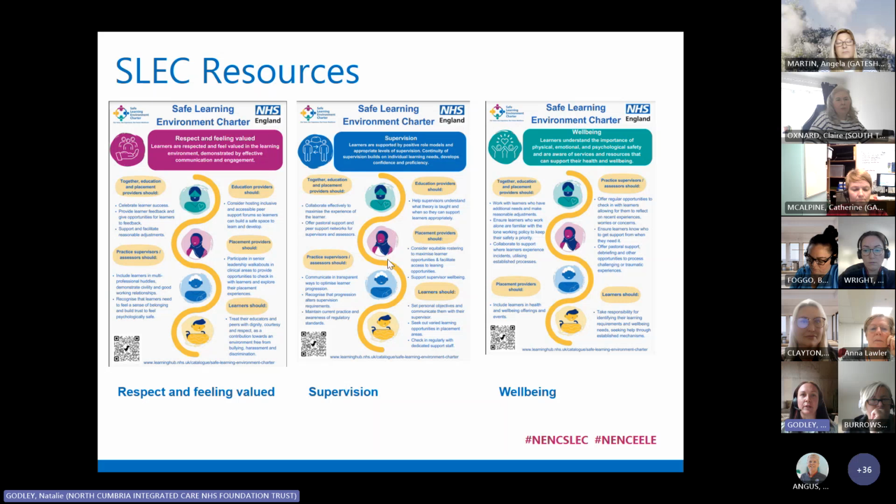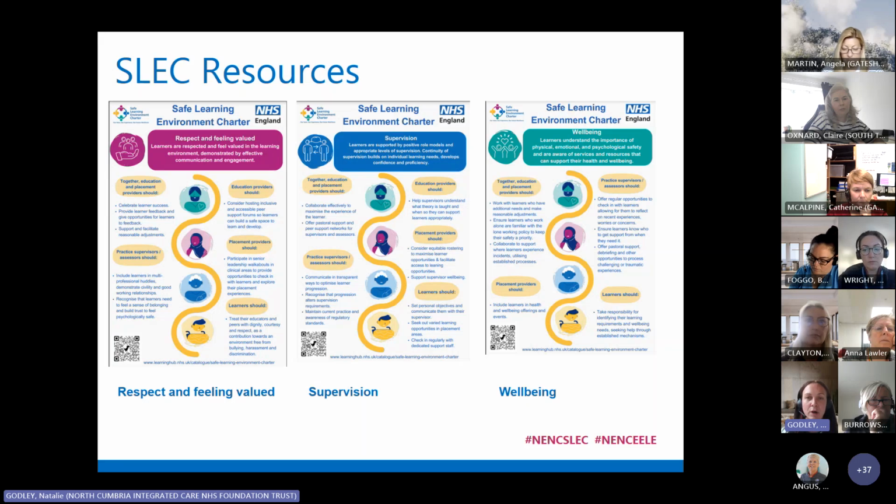So this is an example of the published posters that you can find on the NHS Learning Hub as well. Like mentioned before, there is one poster per theme of the SLEC. These have been put together to reflect the voice of the learner and the collaboration of the stakeholders in those focus groups. It highlights some practical actions around each of the priority themes, and it identifies who is responsible for these in practice. And these are to be used in conjunction with the charter.